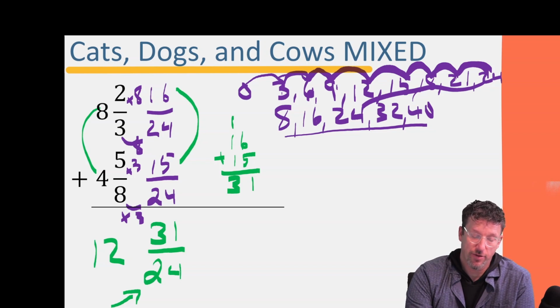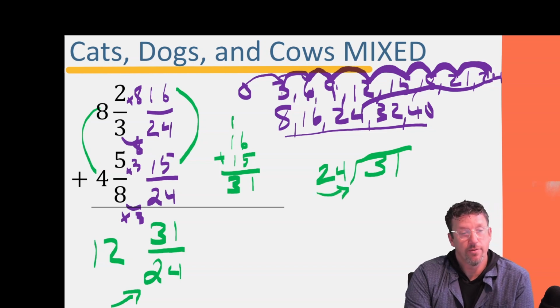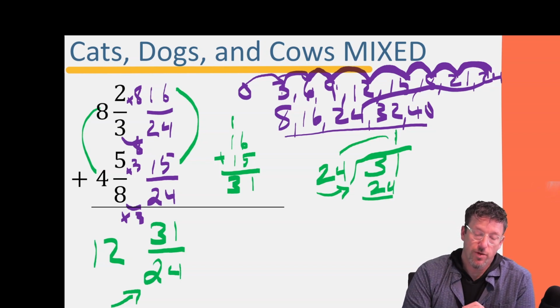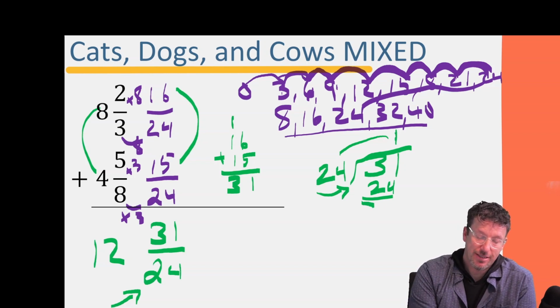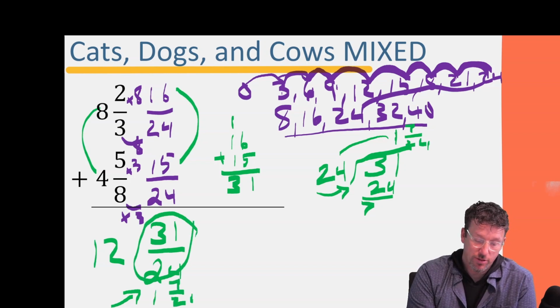So let's go over here and take 31 and divide it by 24. How many times will 24 go into 31? 1 time. So what's 1 times 24? 24. What's left over? What's 31 minus 24? That would be 7. So that's our numerator, and our denominator stays the same. So this number is now 1 and 7/24.